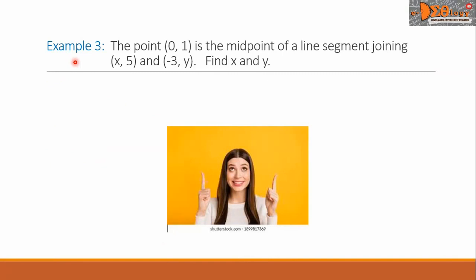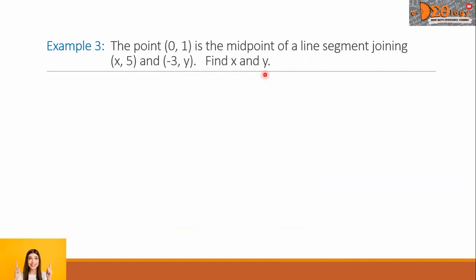Let us have example 3. The point 0, 1 is the midpoint of a line segment joining x, 5 and negative 3, y. Find x and y. For our solution, take note that x is equal to the x sub 1 and the y is the y sub 2.